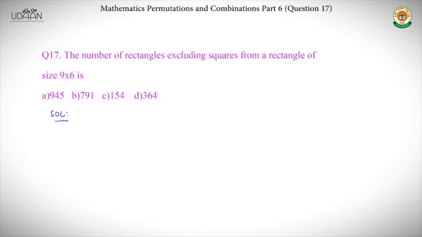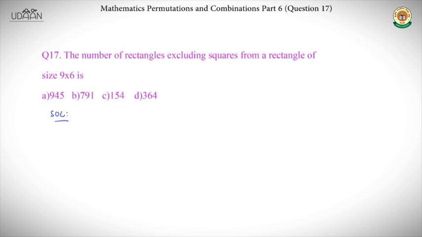So the next question is question number 17. What it says is that we have to find the number of rectangles excluding squares from a rectangle of size 9 cross 6. So we are given a rectangle of size 9 cross 6 and we have to choose the number of rectangles from it excluding the number of squares. So that seems a very nice problem. So let's see how to solve this one.